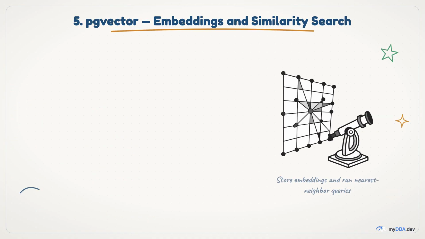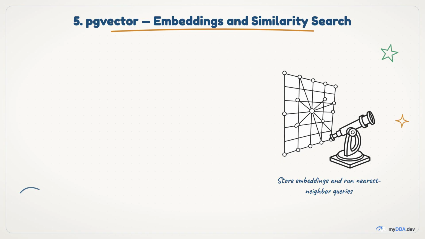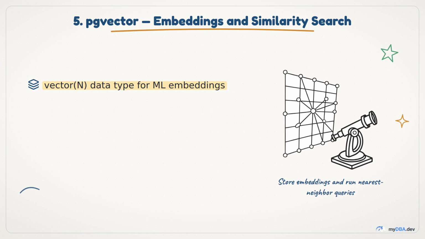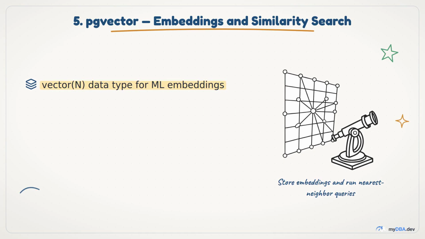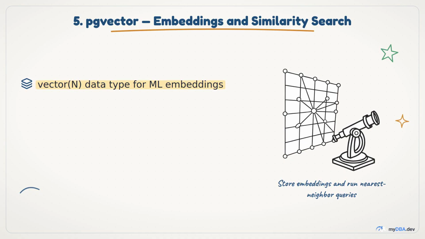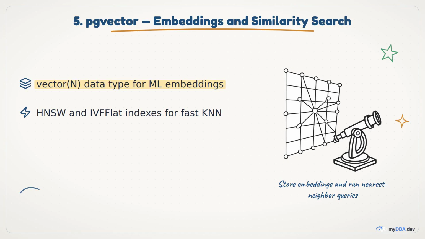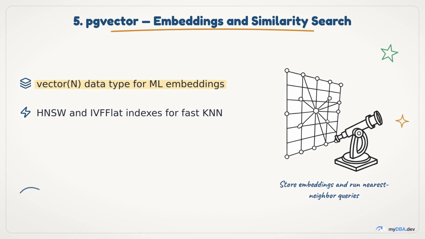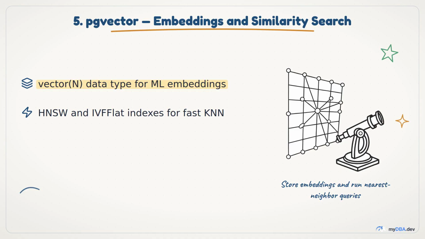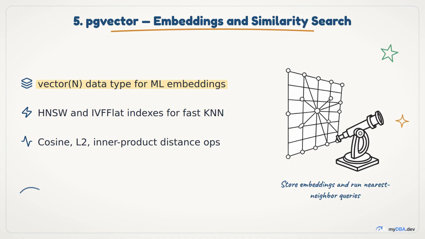pgvector adds a vector data type and nearest neighbor search operators, basically essential if you're doing anything with AI or semantic search. You store embeddings as vector columns, then you create an HNSW or IVFFlat index so you can run fast cosine or L2 distance queries. It's available on most platforms now, but check what version they're running. HNSW support showed up in pgvector 0.5.0.